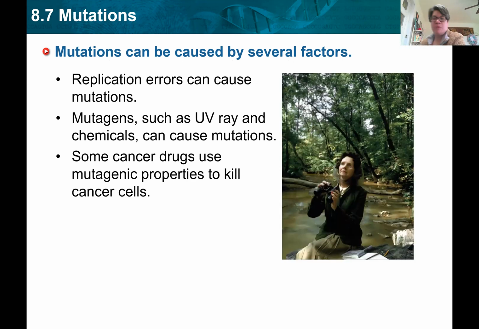Now, mutations. We've talked about what could cause them because we looked at cancer, but obviously mutagens like UV radiation and chemicals and carcinogens can cause mutations. And sometimes cancer drugs do it because they're trying to kill cancer cells. So those are some things that can definitely cause mutations, but sometimes they're just random errors that happen when your cells are replicating their DNA.